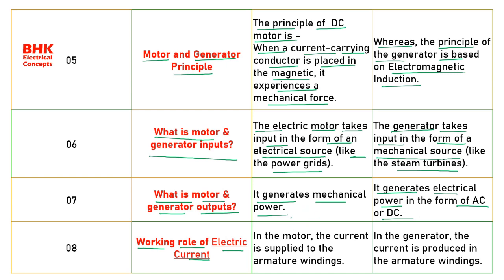Now if I am going to talk about the working role of electric current in the motor, then in the motor the current is supplied to the armature winding. So we know that every motor has two parts, one is stator, one is rotor, and the winding we are placing on the stator is called stator winding, and the winding we are placing on the rotor is called rotor winding. We can also call it armature winding. That is the reason why, if I am talking about the working role of current, in case of motor, current is supplied to the armature windings, but in case of generator, the current is produced in the armature windings. Okay, so this is a basic difference.